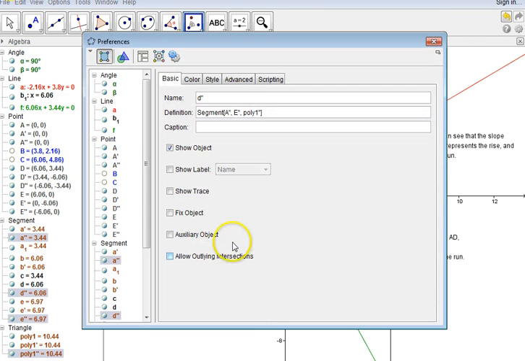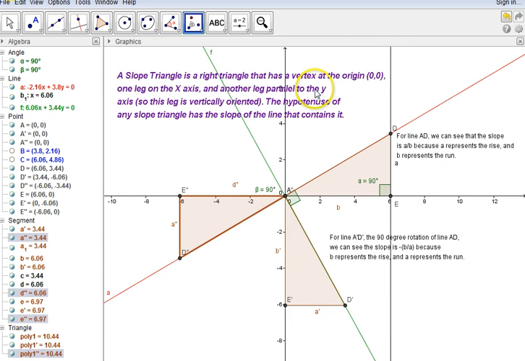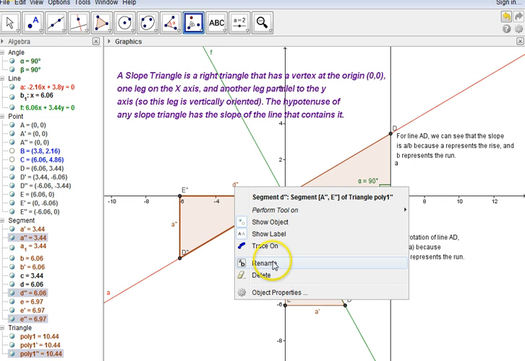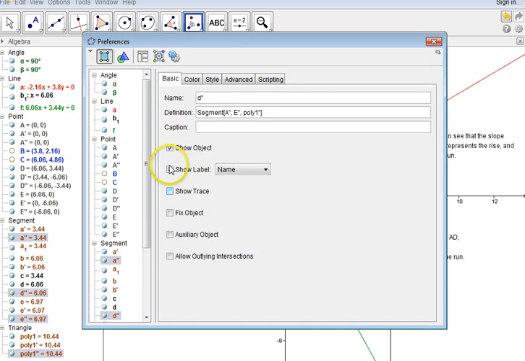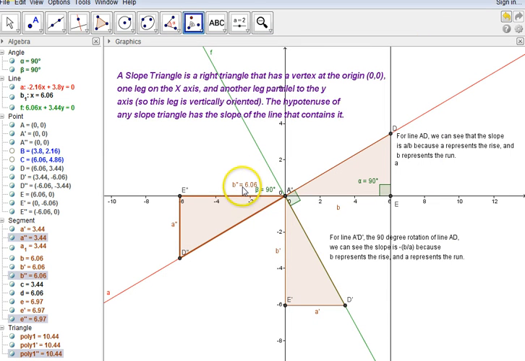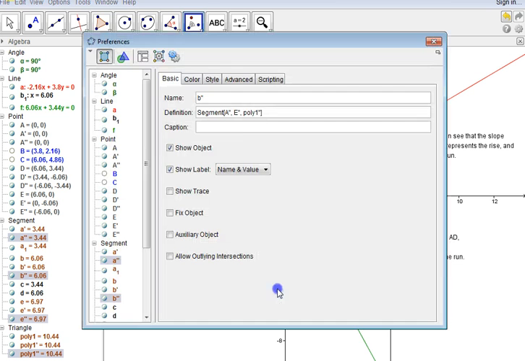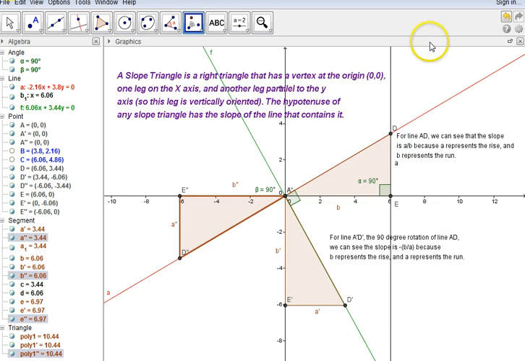And my run, I guess I want to show the caption. So let's turn this off, not label. It's really B double prime. No, I'm doing this wrong. Object properties, show label, name, B double prime. Okay, here we go.